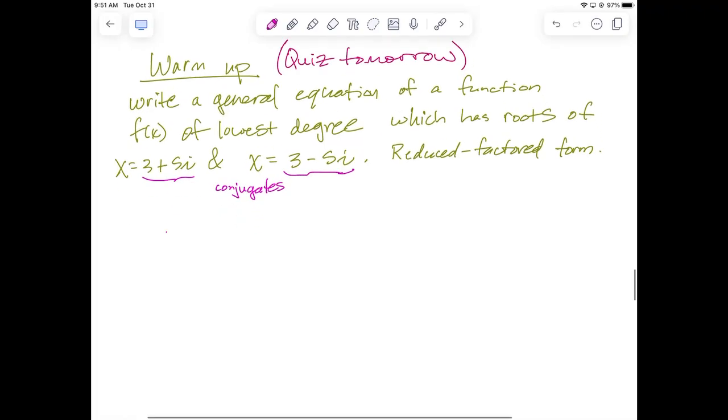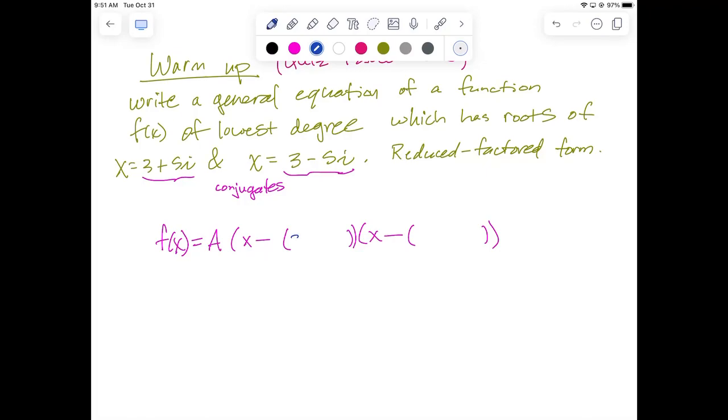So I can use the factor theorem. f of x equals, I can put an a in front if I want. It's the general form. I'm not sure what a is going to be. We don't have information, but we can write the a in front if you want. But really, it's going to be x minus one of the roots. That's the factor theorem. And x minus the other root. If a is a root, then x minus that number is a factor. So I'm going to put 3 plus 5i here, and its conjugate 3 minus 5i here.